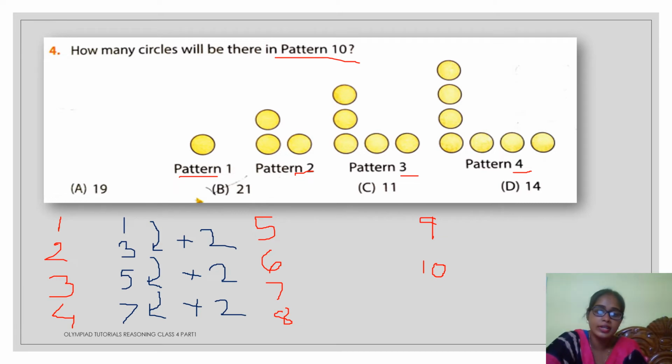After 7, for the 5th pattern, you are going to use 9 balls. For the 6th pattern, you'll use 11 balls. For the 7th pattern, you'll use 13 balls. For the 8th pattern, you'll have 15 balls. For the 9th pattern, you are going to have 17 balls. And for the 10th pattern, you are going to use 19 balls.